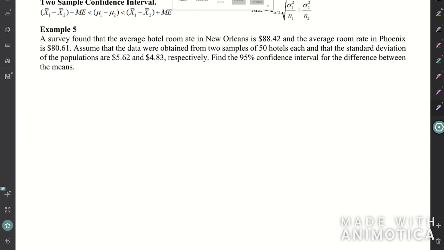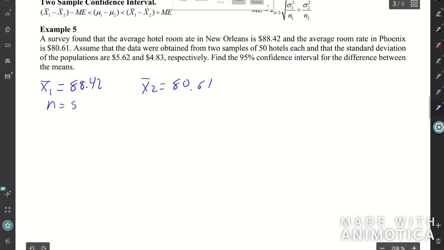Just like with the proportions and the t-distribution, we can now do this for 2 samples. We want to make sure we identify what we have. So we have an X bar 1 of 88.42 for the room rates of New Orleans, and X bar 2 of 80.61, the room rate in Phoenix. And we have a sample size for each that is 50. So N1 and N2 equal 50.